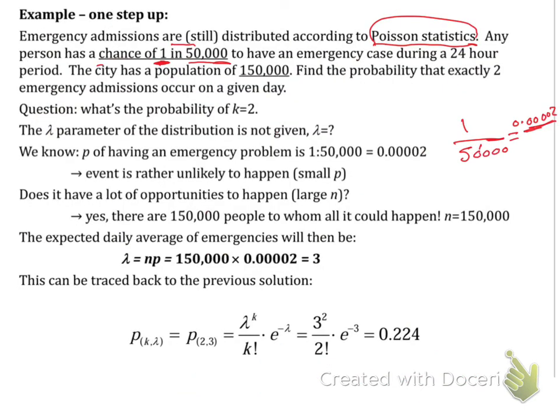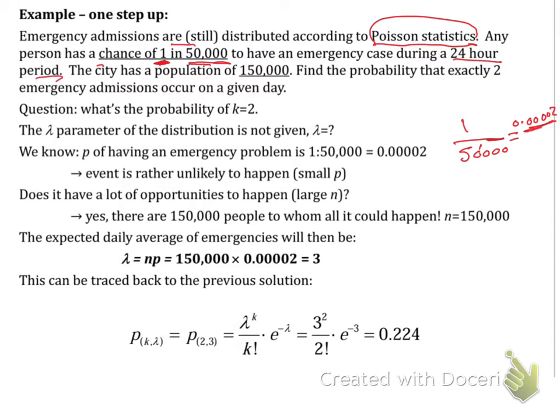And this is actually an example on this problem. Emergencies still distribute according to Poisson statistics. Any person has a chance of 1 in 50,000. So 1 divided by 50,000, so the probability is 0.00002 to have an emergency case during a 24-hour period.